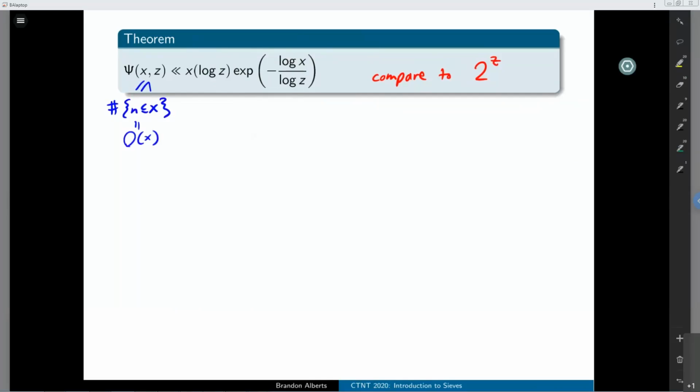All right, and I'll show you an example of that later. I'll wait until after we get the improved statement for phi, because for phi you'll get a similar looking error term to this. And then I'll say what is a nice value of z that we can plug in.